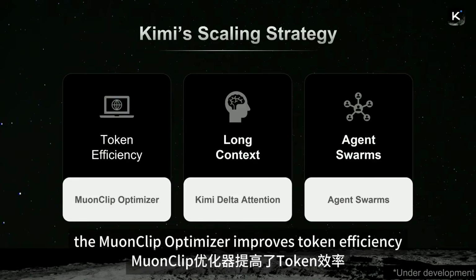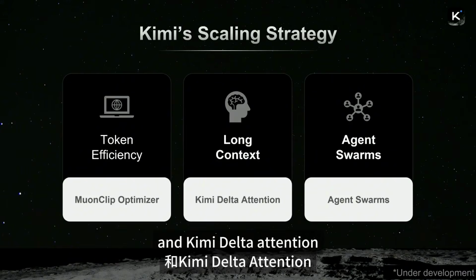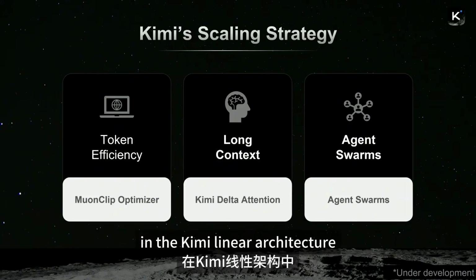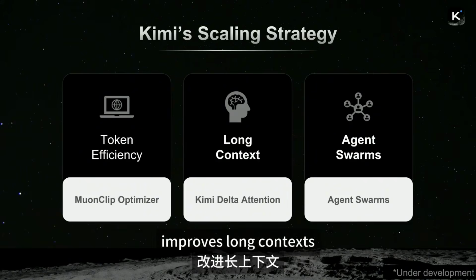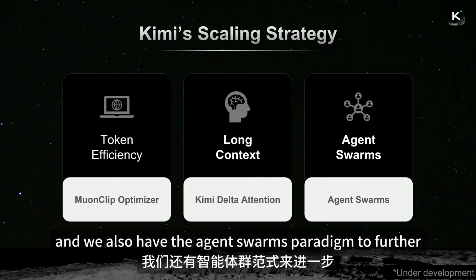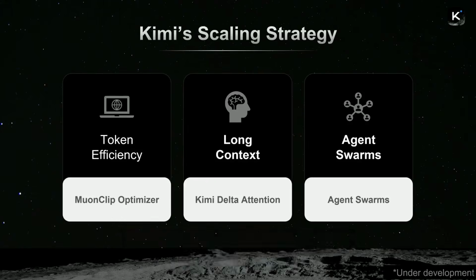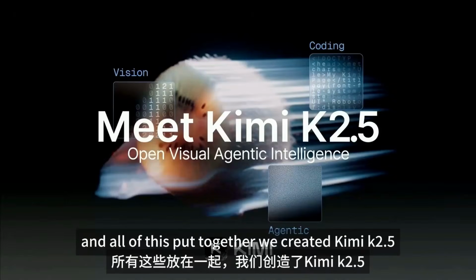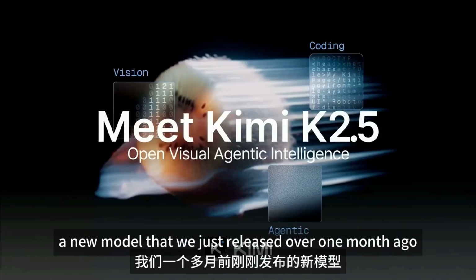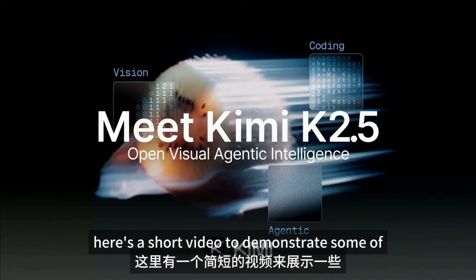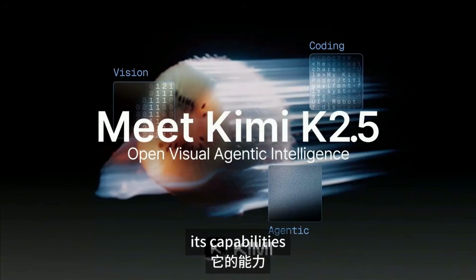The Muon clip optimizer improves token efficiency, and Kimi delta attention in the Kimi linear architecture improves long context. And we also have the agent swarms paradigm to further create a new dimension of scaling. And all of this put together, we created Kimi K2.5, a new model that we just released over 1 month ago. Here's a short video to demonstrate some of its capabilities.